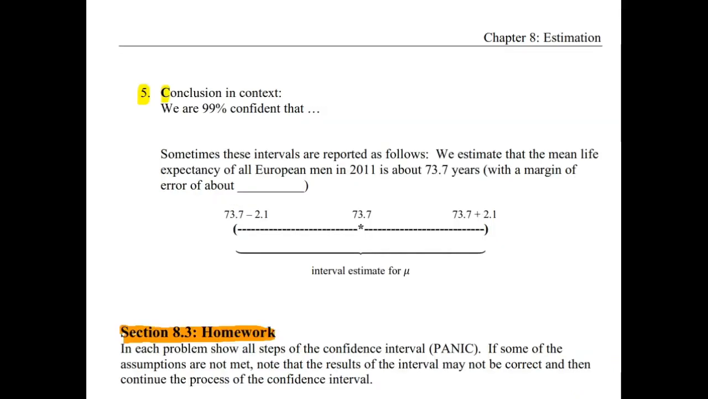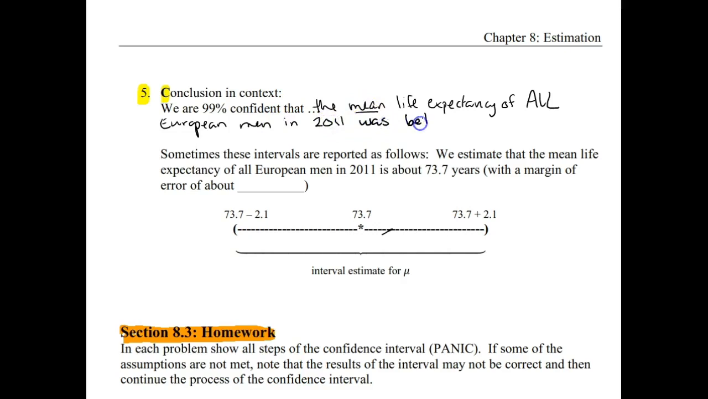So finally, the last letter in PANIC is C, and so we're going to write a conclusion in context with this. And so again, that interval before, we're 99% confident that mu is in that interval, and so we're just going to write in here in context what we defined mu to be at the start of the problem. So we are 99% confident that the mean life expectancy of all European men in 2011 was between 71.6 years and 75.8 years.